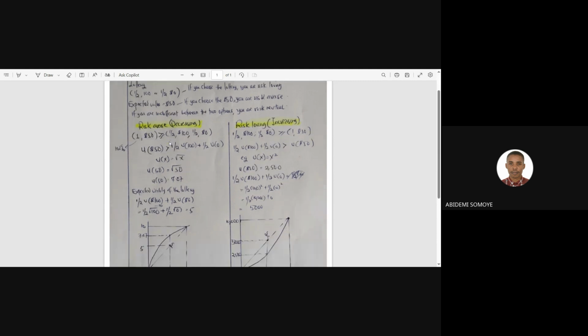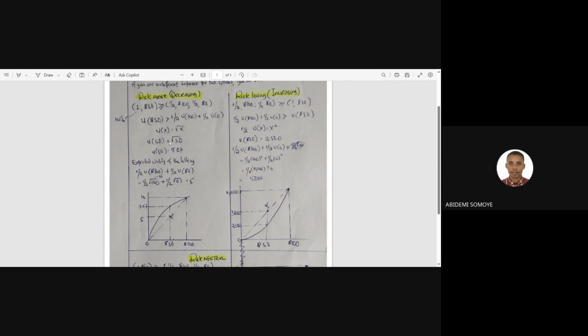So let's go to risk loving. Who can explain the risk loving for me? It's right there on your screen, but I want to see who can explain it. Who can explain the risk loving for us? How did we arrive at it, starting from the first half of $100, or half of $0? Who can explain it?